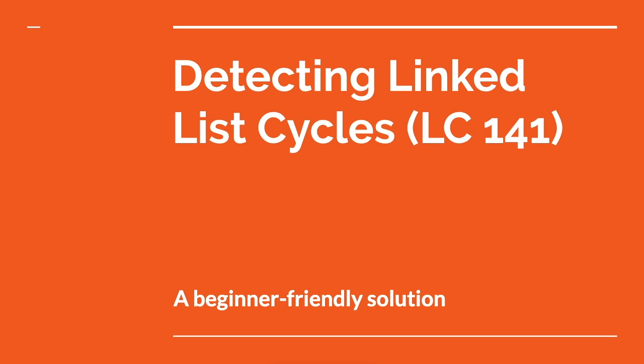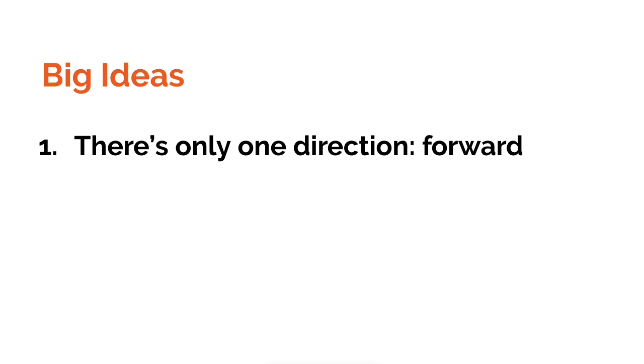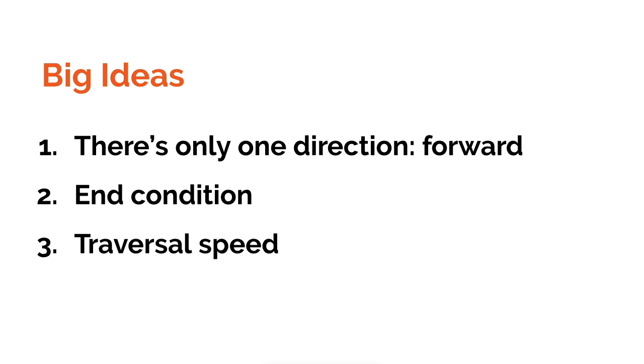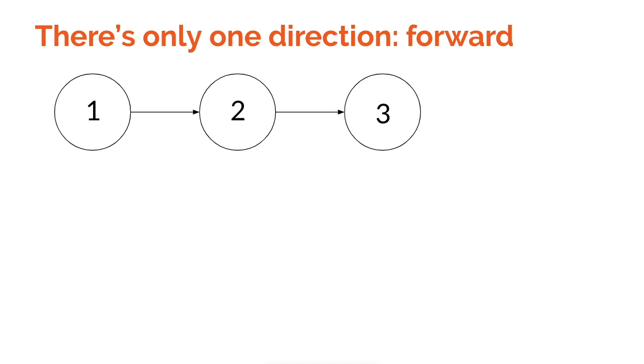Hey everyone, today we'll be going over how to detect a linked list cycle. So there are three big ideas that I want us to focus on. First, in a singly linked list, there is only one direction to traverse the list, and that's forward. Secondly, how do we determine when a linked list ends? And finally, can we control the speed at which we traverse a linked list?